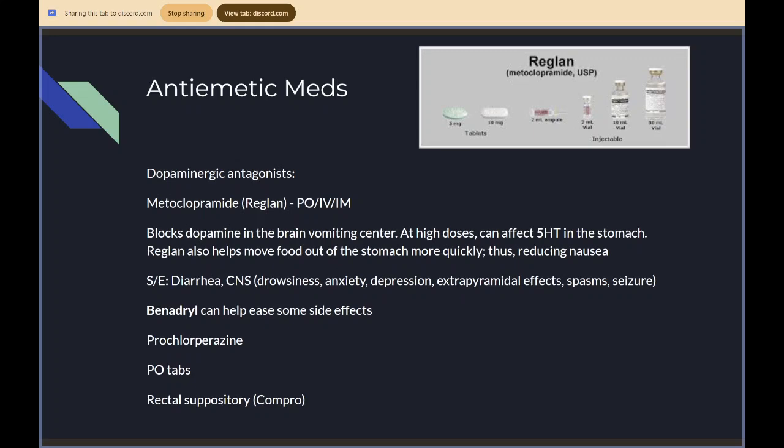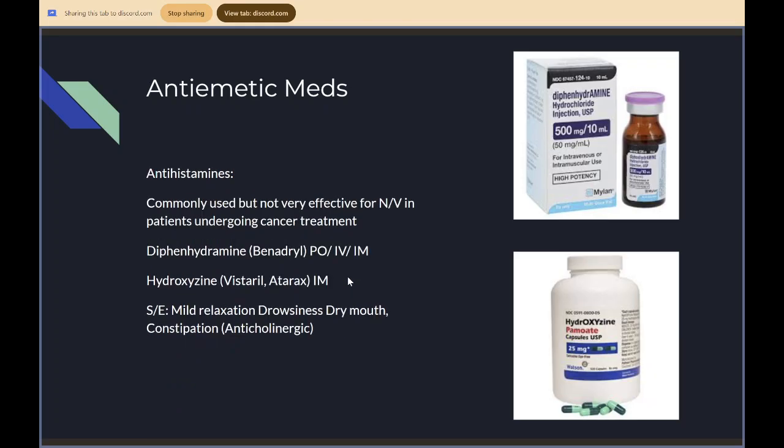Prochlorperazine are PO or per oral tablets, and there is a brand named Compro, which is a rectal suppository. Make sure when you are dispensing any rectal suppositories that you go over it with a patient. Sometimes they will not know to remove the aluminum wrapping or plastic wrapping.